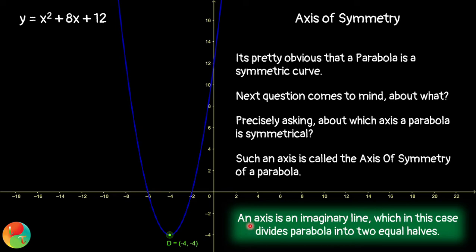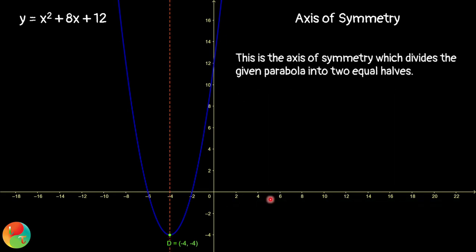Now remember, an axis is an imaginary line which in this case divides the parabola into two equal halves. Such an axis is called the axis of symmetry of the parabola. The axis or the imaginary line which divides the parabola into two equal halves is called the axis of symmetry, about which the parabola is symmetrical. So this is the axis of symmetry which divides the given parabola into two equal halves, as you can see, which is indicated with this orange dashed line over here.